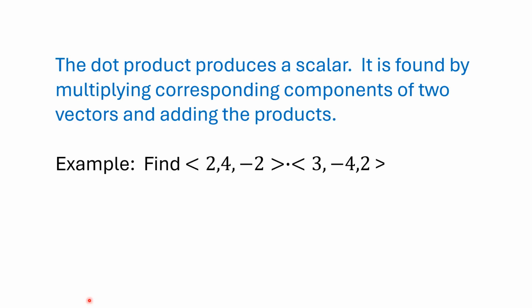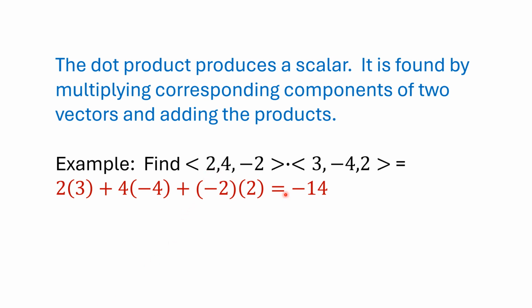The dot product produces a scalar. It is found by multiplying corresponding components of two vectors and adding the products. So if I put a dot, and we know there are different symbols for multiplication in vectors, that makes a big difference. So we're going to find the dot product of <2, 4, -2> and <3, -4, 2>.